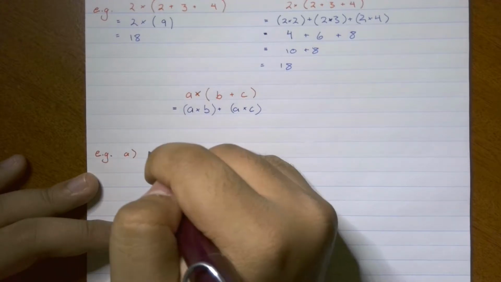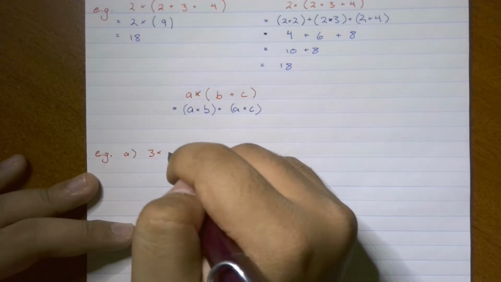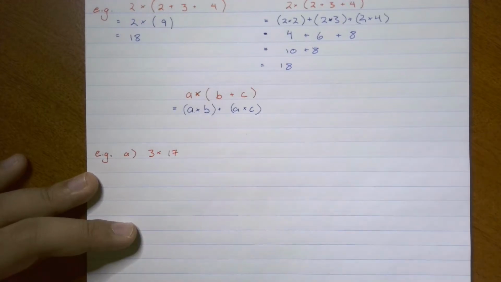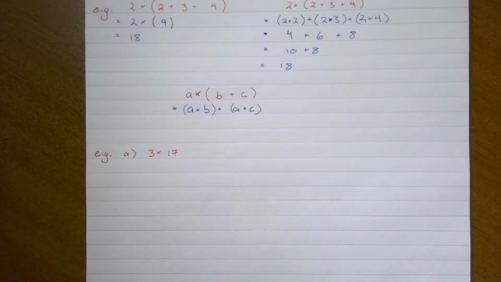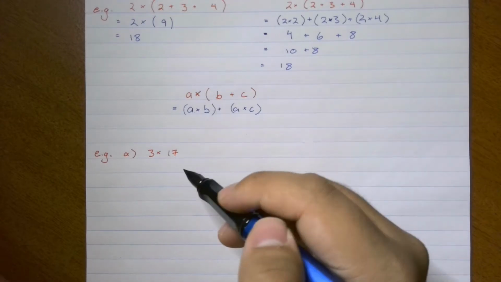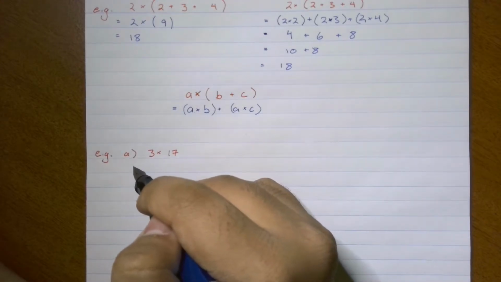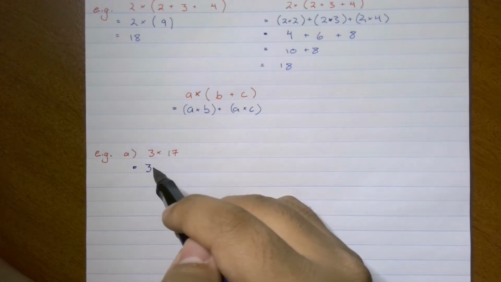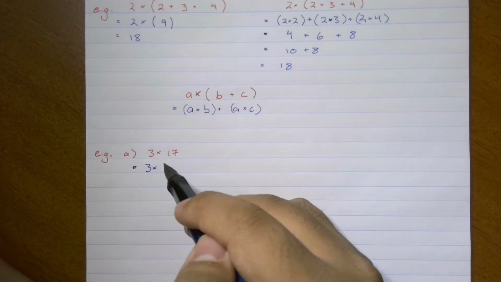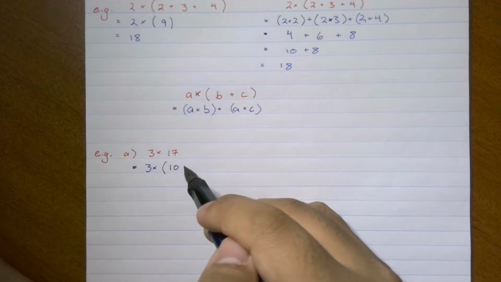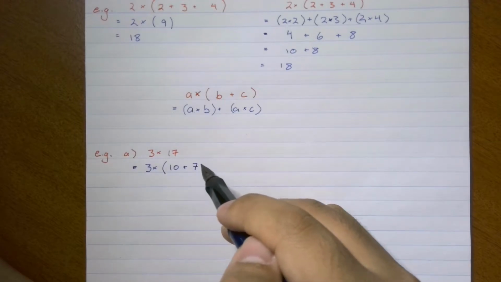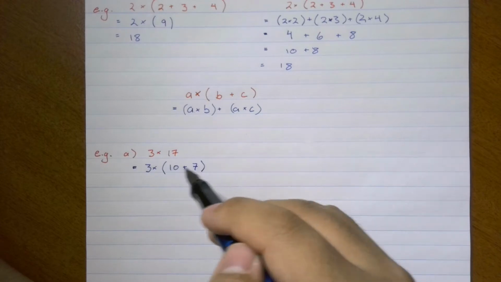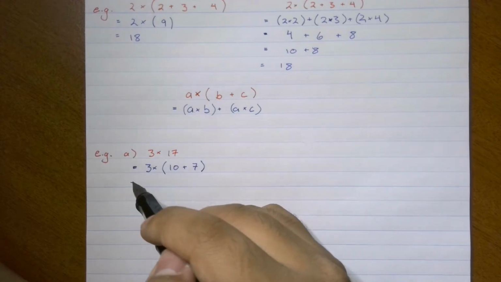Let's say we have 3 times 17. For most people, they could do this and they would just use the algorithm method. But really what we can do is we can break 17. We'll keep 3 times. 17 can be treated as 10 plus 7. Because 10 plus 7 is 17.